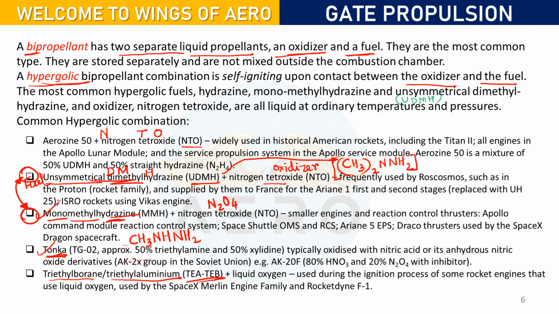This is very important. Then we have the oxidizer nitrogen tetroxide, sometimes called NTO. And there are some more combinations which I have mentioned here, so please study these chemical values. Monomethyl hydrazine is called MMH.